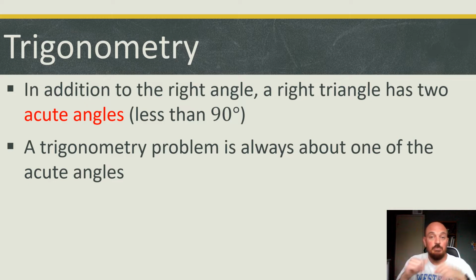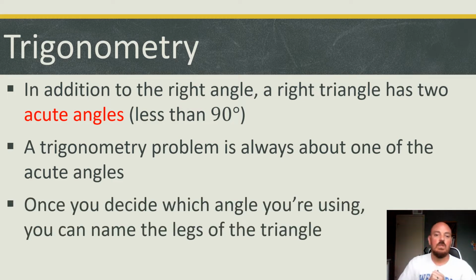Now, a trigonometry problem is about one of the two angles. It doesn't matter which one, but you have to know which one you're using because it changes. Let me give you an example. In our last section, we talked about a 30, 60, 90 triangle. So the two acute angles were the 30 and the 60. I can do a trig problem using the 30, or I can do a trig problem using the 60, but I have to know which one I'm doing because I'll get a different answer depending on which angle I'm using.